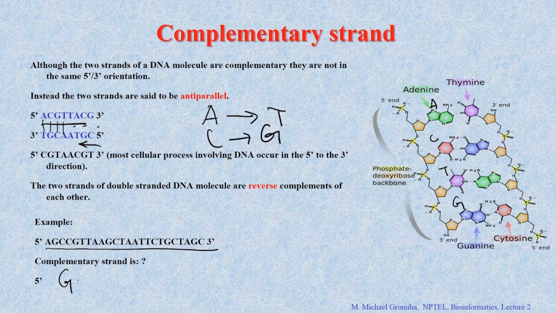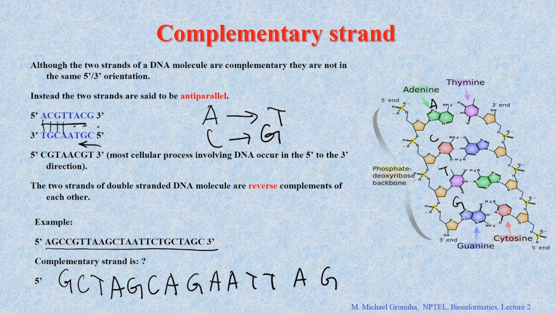G, C, T, A, G, C, A, G, A, T, T, A, G, C, T, T, A, C, G, G, C, T, right. So, we have to get the pair and do the reverse direction. So, right, this is the complementary strand.